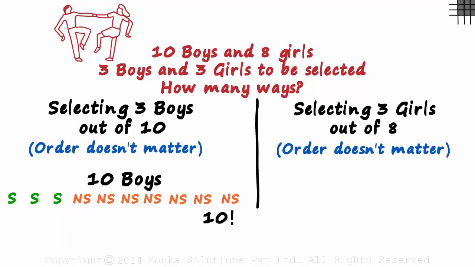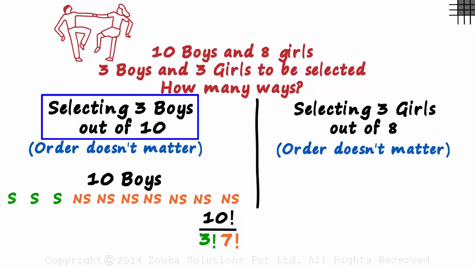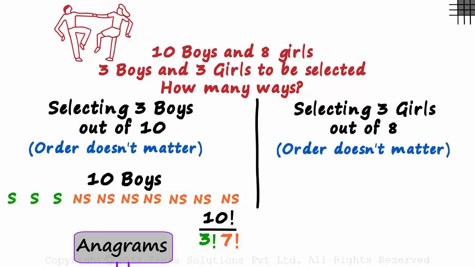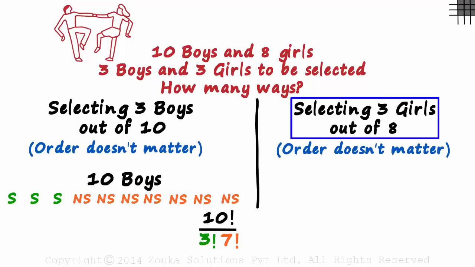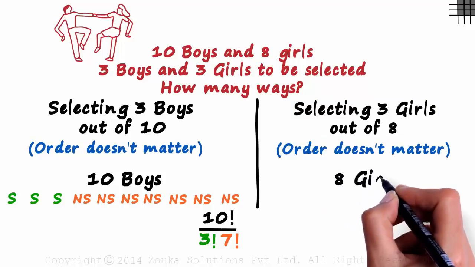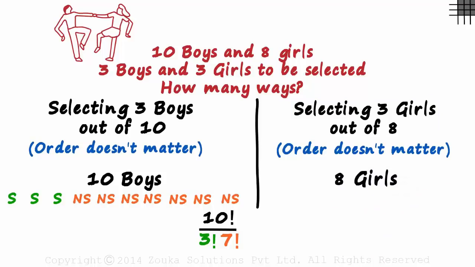So to eliminate the repeated cases, we divide this by 3 factorial. And as there are 7 boys that are not selected, we divide it again by 7 factorial. That's the answer for this part. These many ways in which we can select 3 boys out of 10. If you're not sure about how we got this, please go through our video based on anagrams and you will surely get a better idea. Now we can move on to the second part of selecting 3 girls out of 8. There are 8 girls in all. Using this concept that we just learnt, can you find the number of ways in which we can select 3 girls out of the 8?